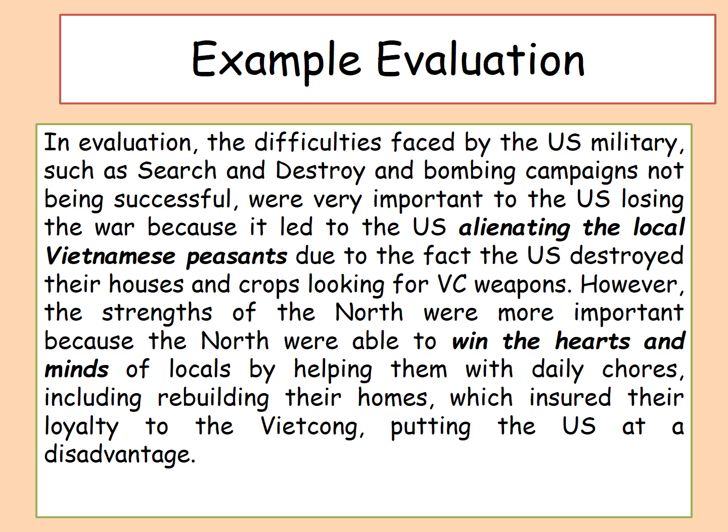So we've got here, in evaluation, the difficulties faced by US military, such as search and destroy and bombing campaigns not being successful, were very important to US losing the war because it led to the US alienating the local Vietnamese peasants due to the fact that the US destroyed their house and crops looking for Viet Cong weapons. So that's the end of your paragraph there on difficulties faced by US military. However, the strengths of the North were more important because the North were able to win the hearts and minds of locals by helping them with daily chores, including rebuilding their homes, which ensured their loyalty to the Viet Cong, putting the US at a disadvantage. So this evaluation is arguing that it was the strengths of the North that were the most important reason for the US losing the war in Vietnam.